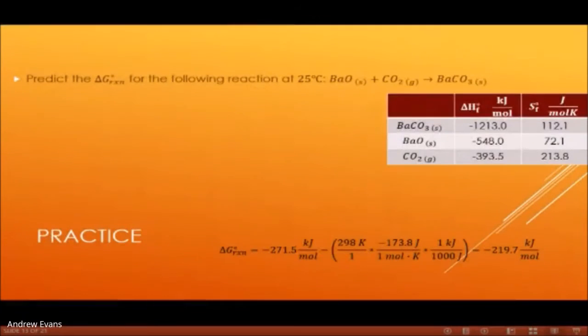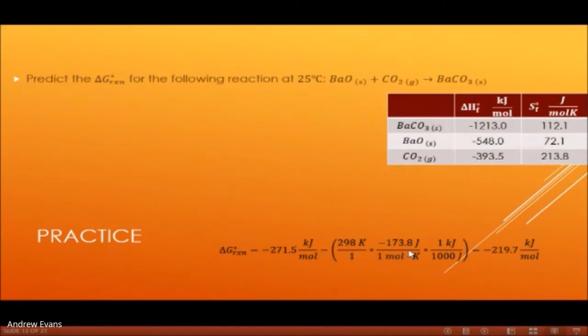Now, the equation is delta H minus T delta S. And I have to make sure to convert this from joules to kilojoules, so that kilojoules and kilojoules can add together. So I have to divide this by 1,000. The temperature is 25 degrees, so that means 25 plus 273 is 298. Our delta S, we can calculate that. We have to divide by 1,000, and then once we do that, we add those together.